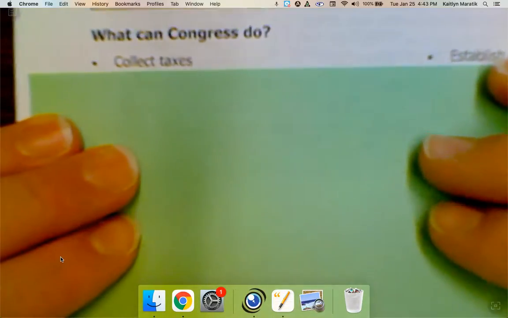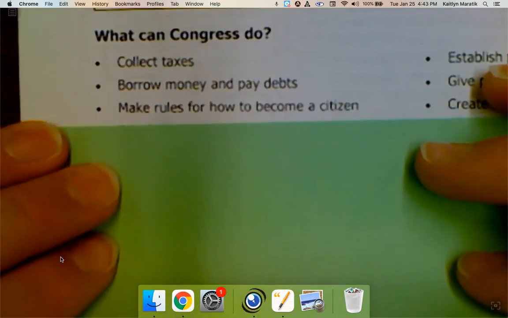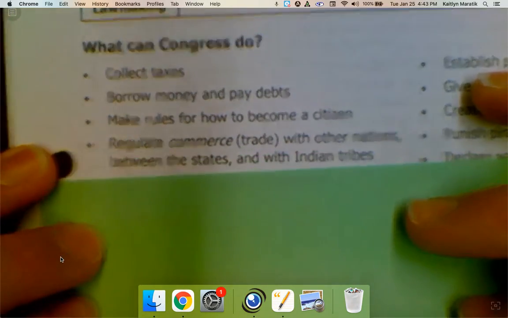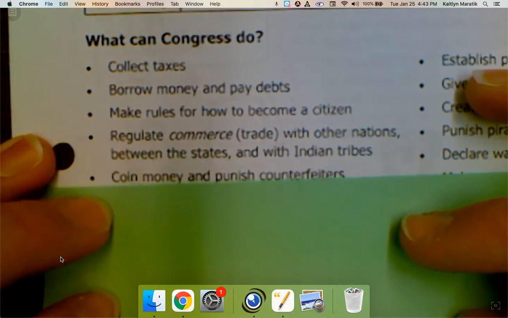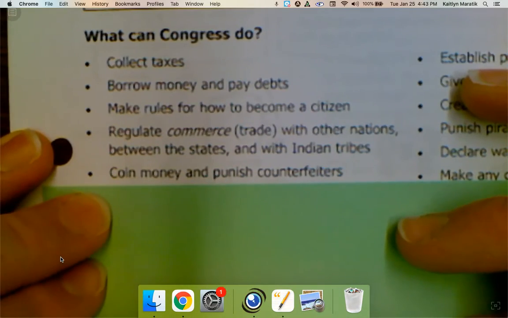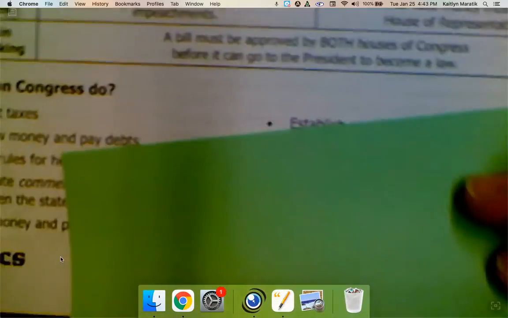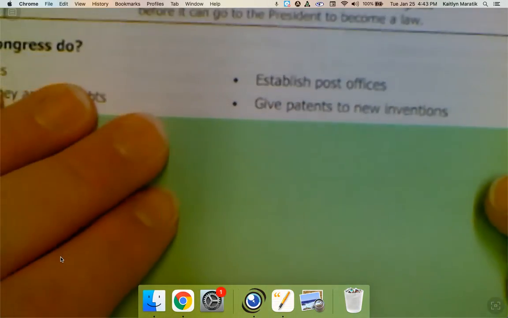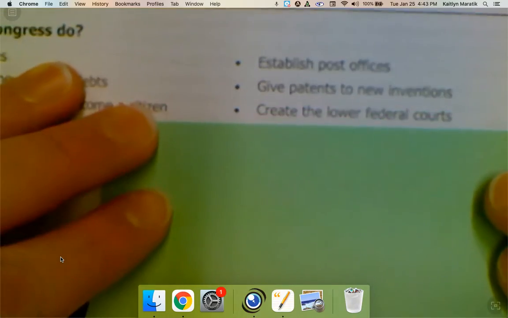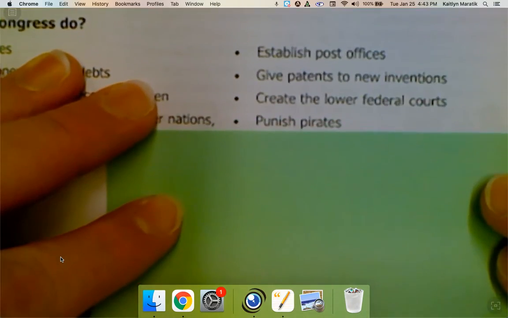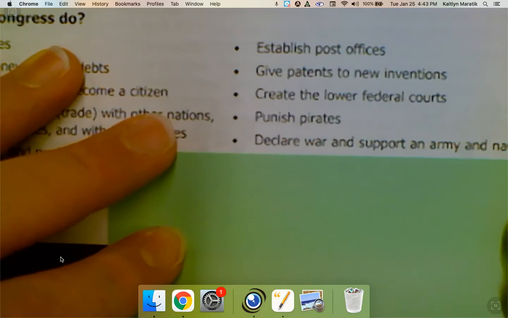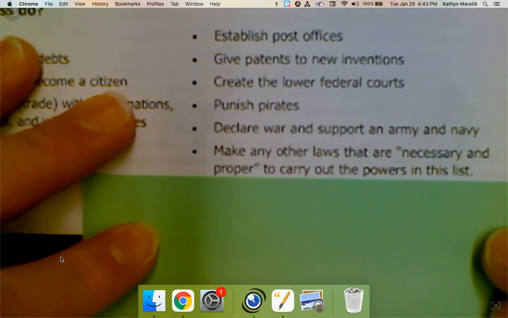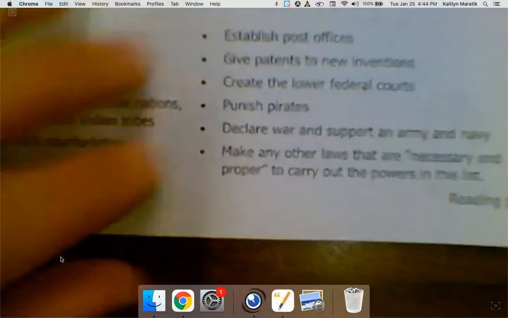They can collect taxes, borrow money and pay debts, make rules of how to become a citizen, regulate commerce or trade with other nations and between the states and with Indian tribes. Congress can coin money and punish counterfeiters. Congress can establish the post offices, give patents to new inventions, create the lower federal courts, punish pirates, declare war and support an army and a navy, make any other laws that are necessary and proper to carry out the powers on this list.